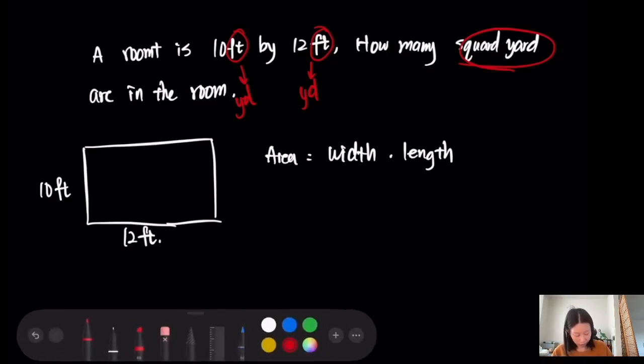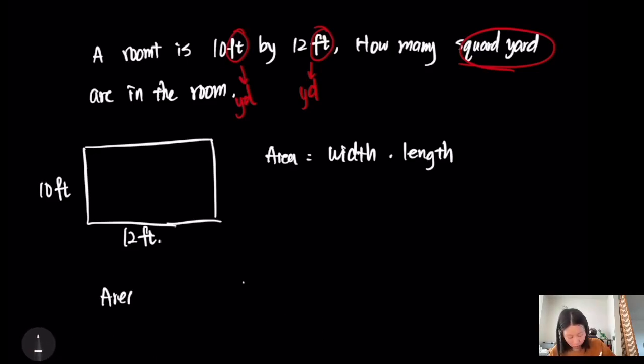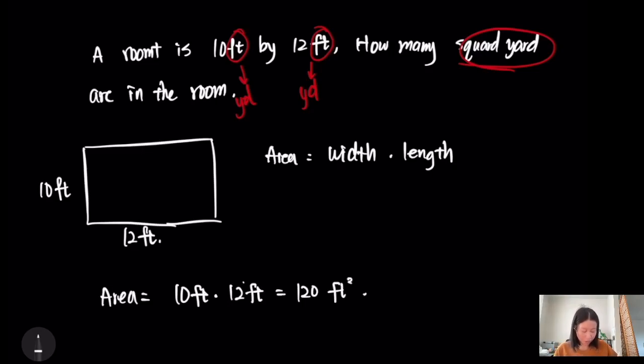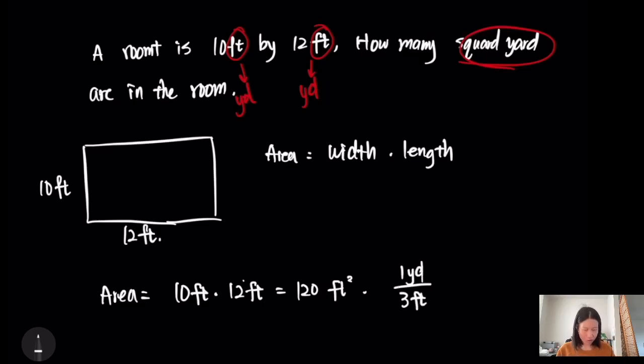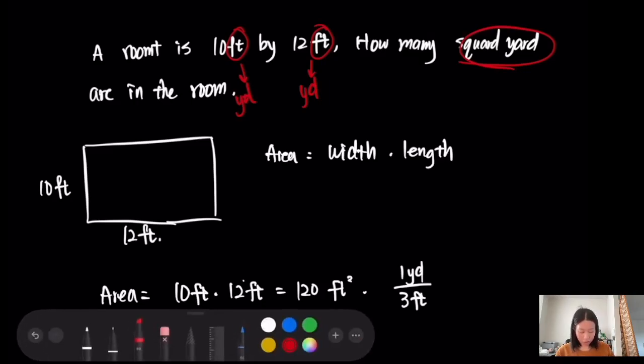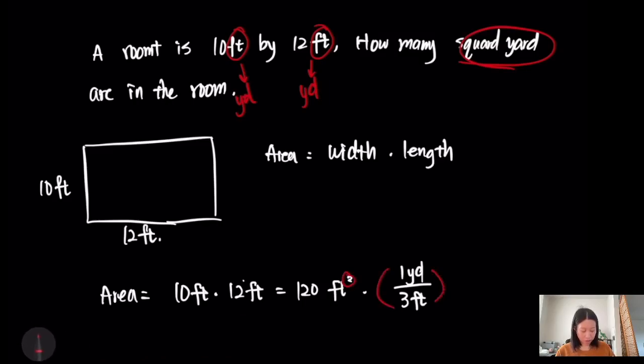Okay, so the area is equal to 10 feet times the 12 feet. So that means this is equal to 120 feet square. And we know that every 1 yard equals to 3 feet. So this is our conversion factor. And since this is a square, that means when you convert that, you need to square them as well, so that you will get the square unit.